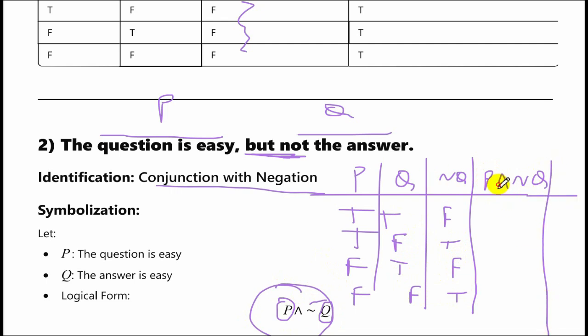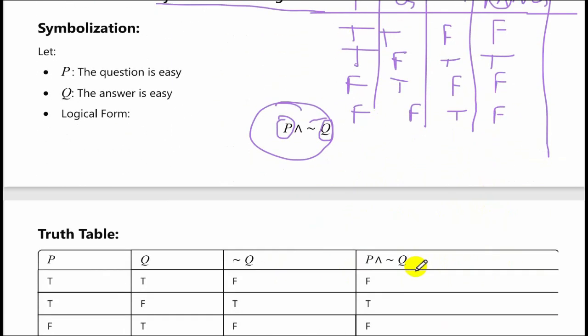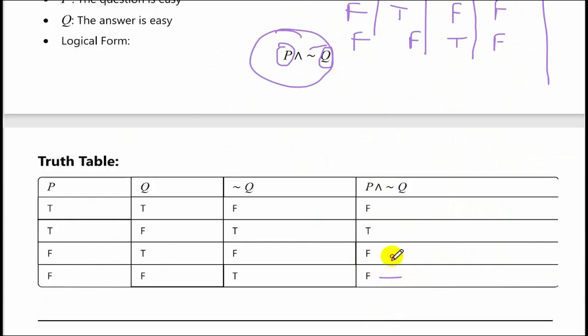Okay, now we have to use the entire thing here, P and Q. Okay, we have to use this. So we'll use the first column and the third column. And we have to use the AND one, conjunction. So true, false, false, true, true, true, false, false, false, false, true, false. So this is our truth table. False, true, false, false, matched with our truth table.